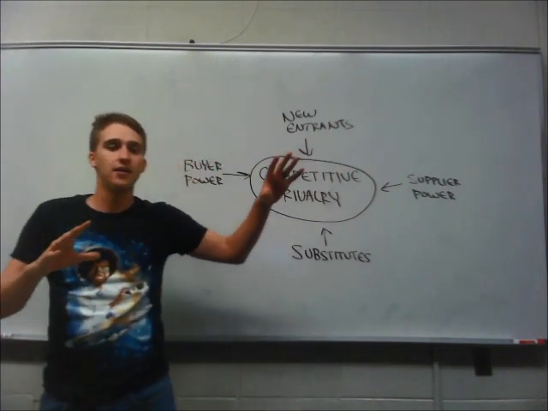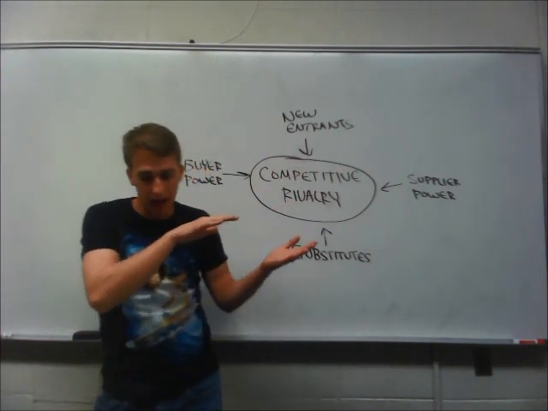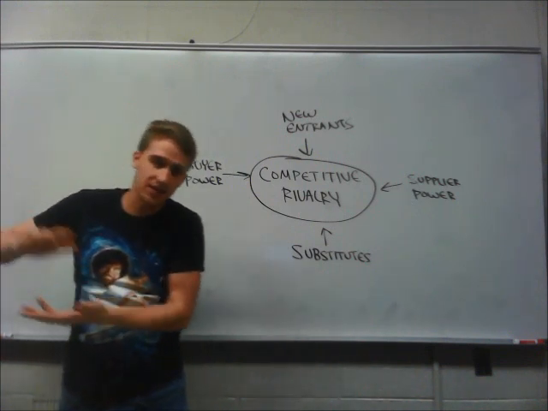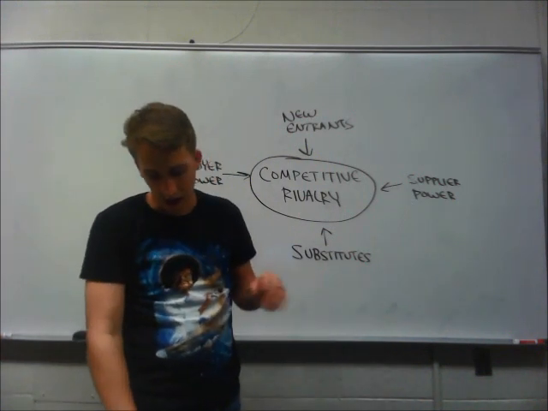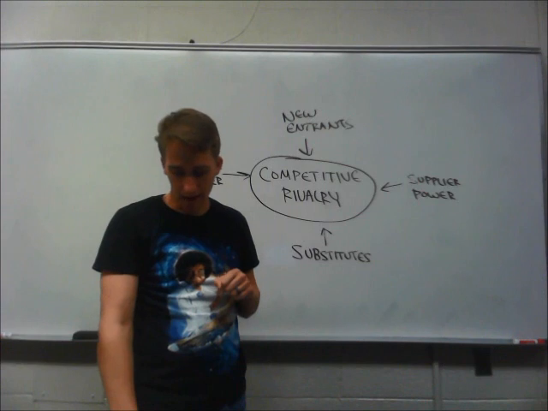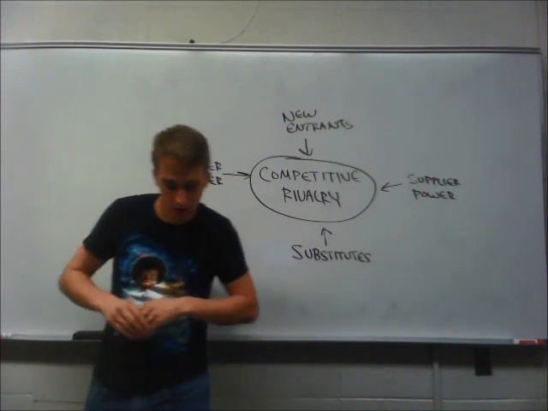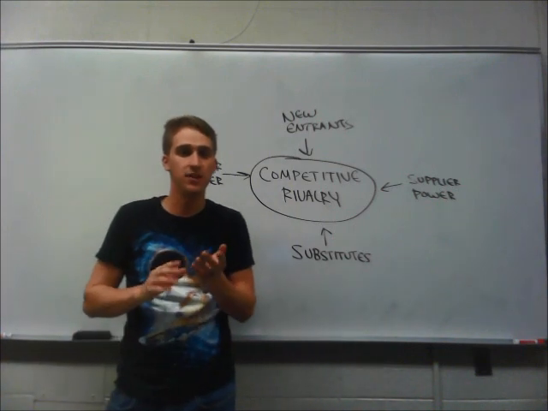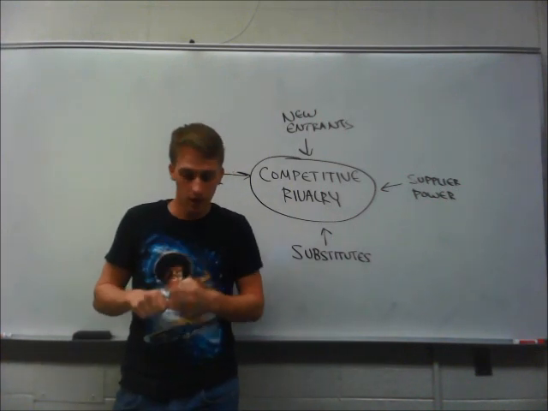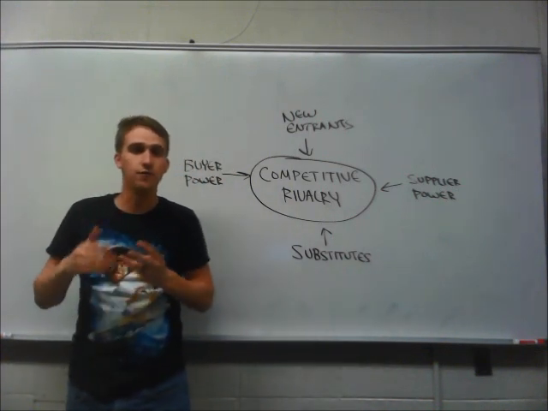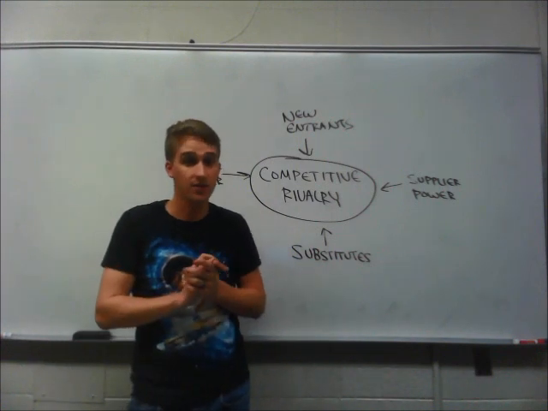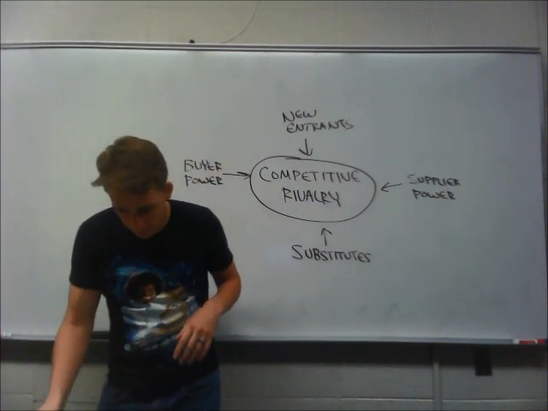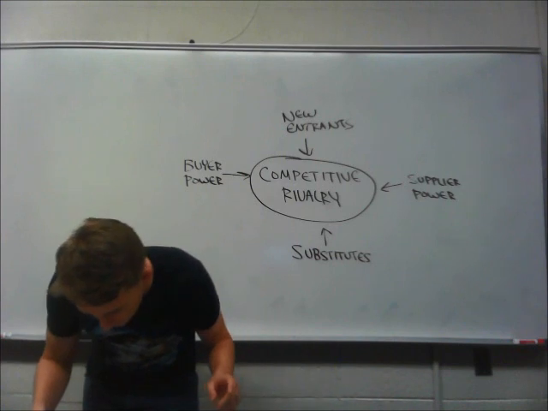This one, high levels of unused production capacity, ties right into the next ones, which are high fixed costs, highly perishable products, and high storage costs. For each of these, it's more expensive to hold on to the product. So for high fixed costs, if you produce something and it costs a lot, actually, they have a good example of this one.